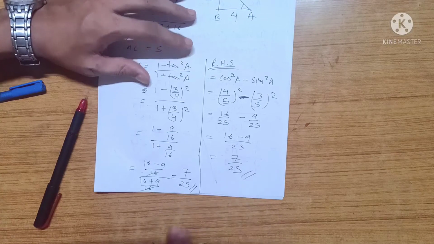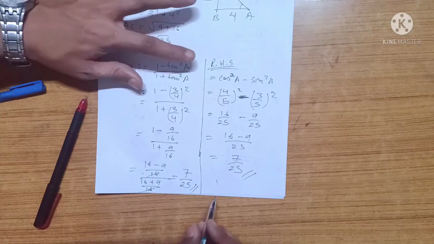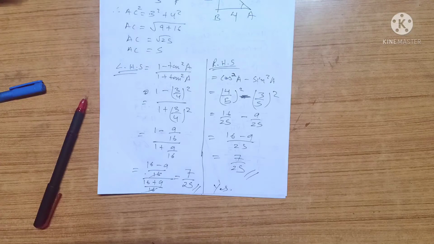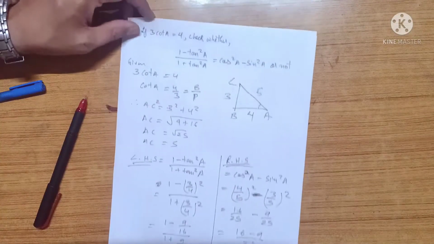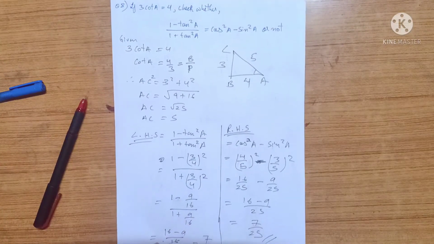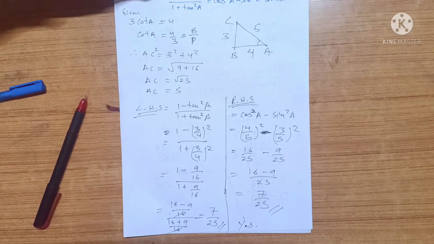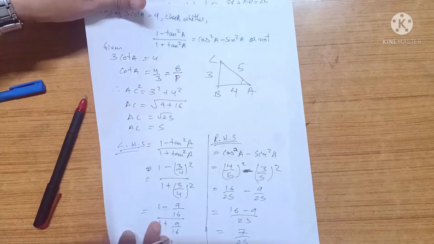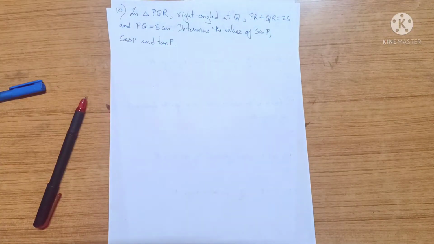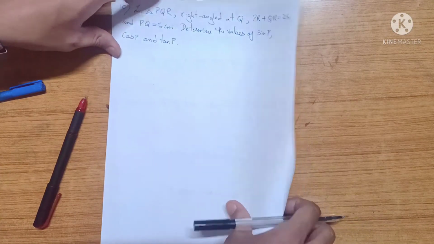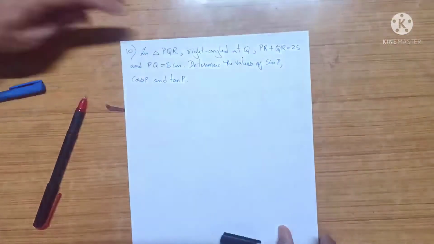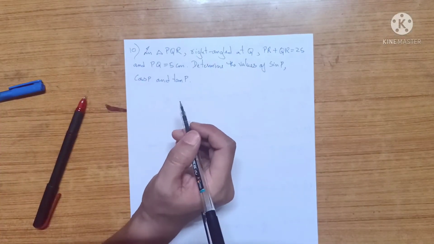So 7 by 25, 7 by 25. Since LHS is equal to RHS, the answer will be yes. Is it equal to this or not? So yes, it is equal to this. So that's it. Question number 9 is also done exactly the same. Try it on your own. If you have doubt, do let me know. We'll see what we can do. I'll write the notes or explain also in case it's pretty confusing.